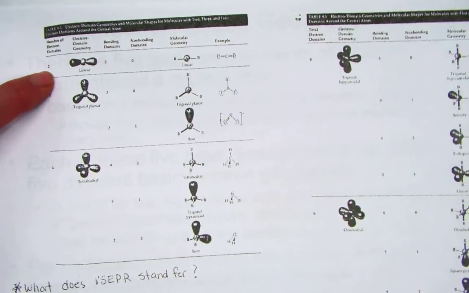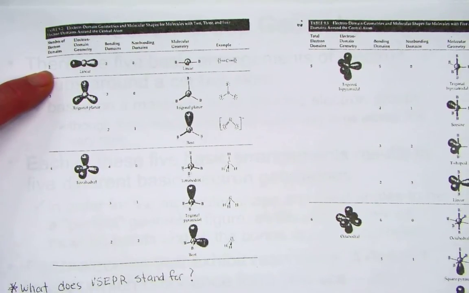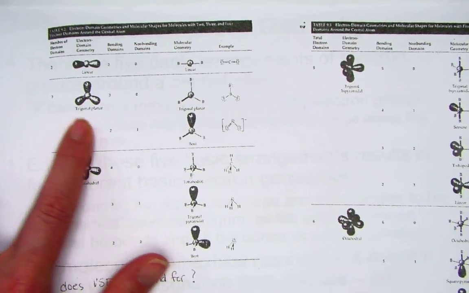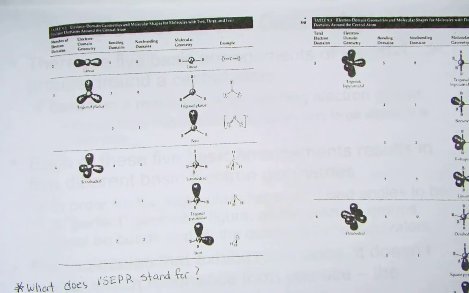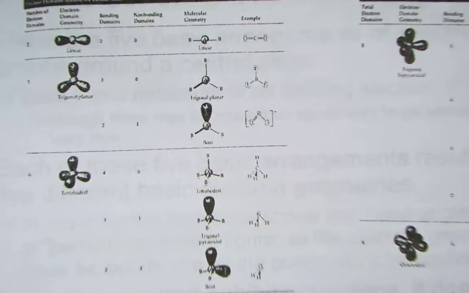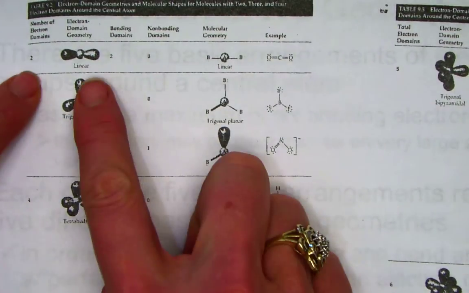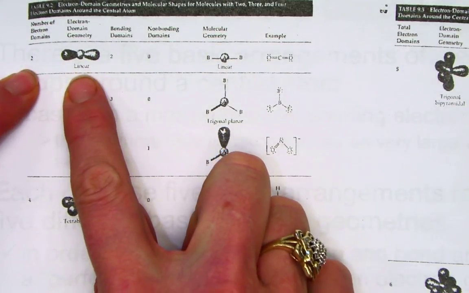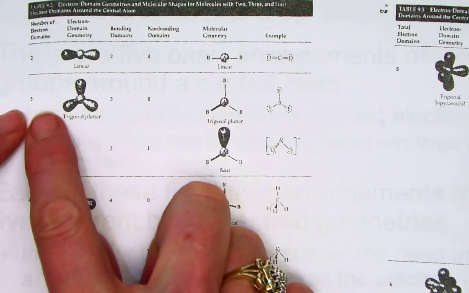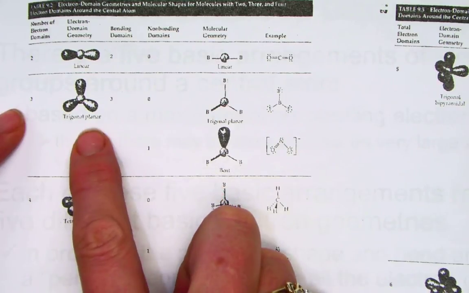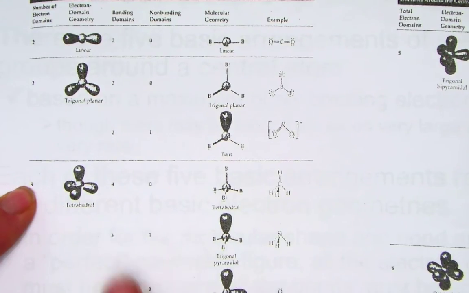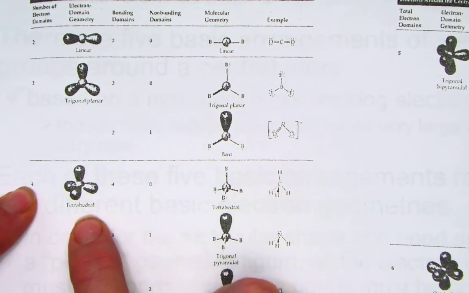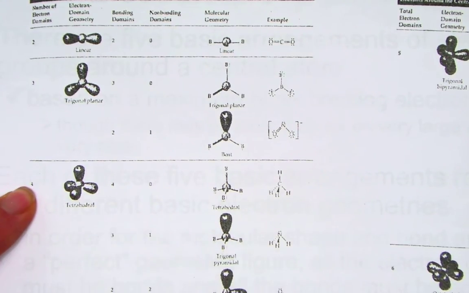They can be linear with 2 electron domains. They can be trigonal planar with 3 electron domains. Let me go ahead and make this just a little close up here. There we go. 2 electron domains show a linear geometry. 3 electron domains, I can see a trigonal planar geometry. With 4 electron domains, we start to see a tetrahedral geometry.